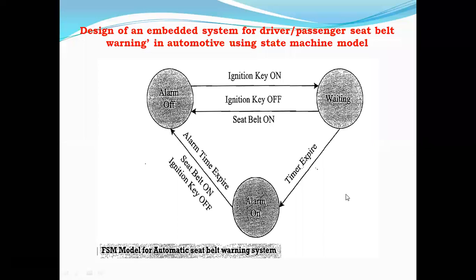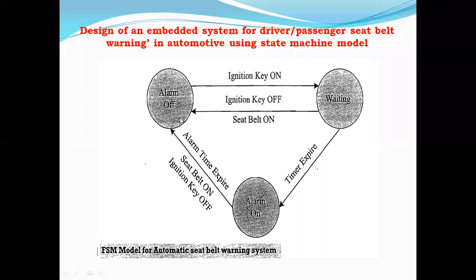A state is nothing but what the current situation is. Here we are seeing whether the alarm is on or off. So initially the alarm will be off, then it will go into the waiting period, then alarm on. So these three states will come. Here ignition key on and ignition key off are all events, right?